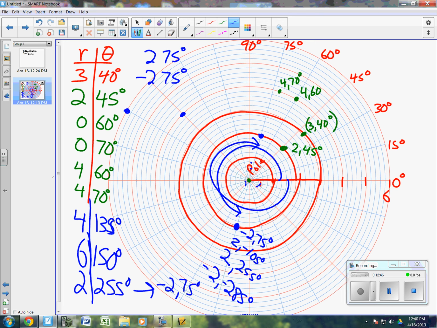So we had the one where r was negative and the angle was positive, this one where r was positive and the angle was negative, where they're both positive, and where they're both negative. Does that make sense? There are 4 ways to name every single point.